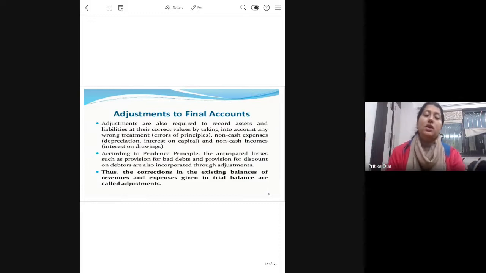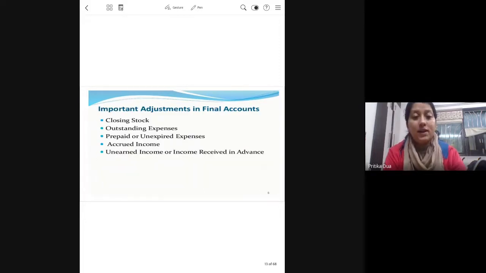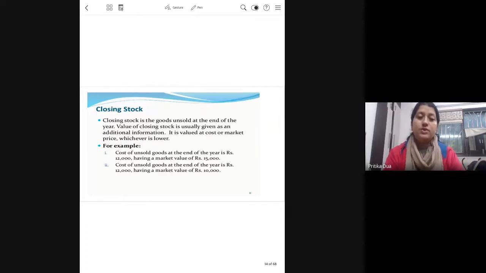So at the end of the year, we might have to pass certain adjustment entries. If there are any corrections in the existing balances which were given in the trial balance, then outside the trial balance, you might find additional information which is related to passing of adjustments. So we will take up the adjustments one by one. Please pay attention. We start with closing stock.